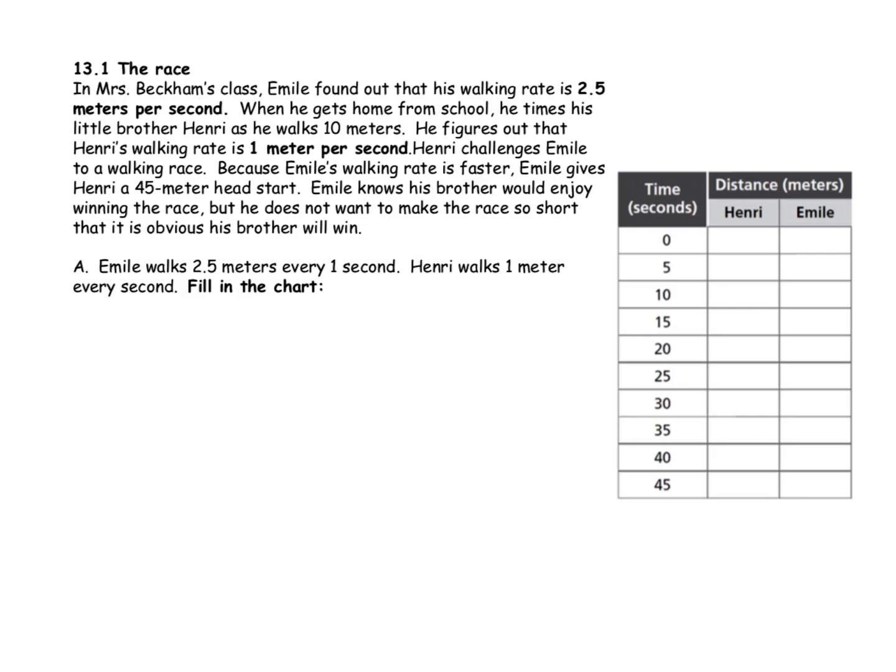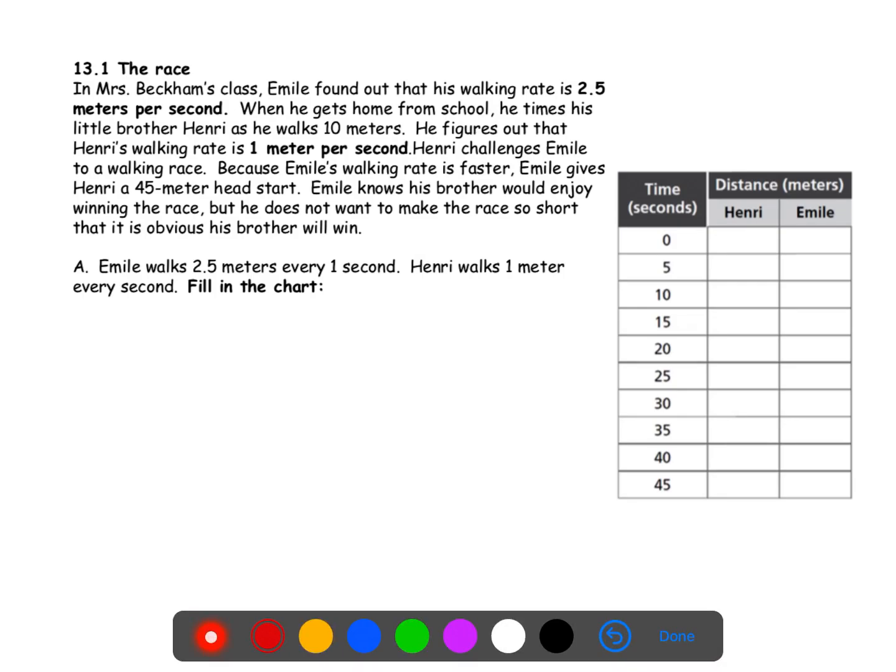So Emil walks 2.5 meters every 1 second. So Emil's speed, his unit rate, is given to us. And Henry walks 1 meter every second. So we have Henry's unit rate, Henry's speed. That would also give us the constant of proportionality in that relationship. There is one added thing though. It says Henry has a 45-meter head start, so he is not starting at the same start point as his brother Emil.